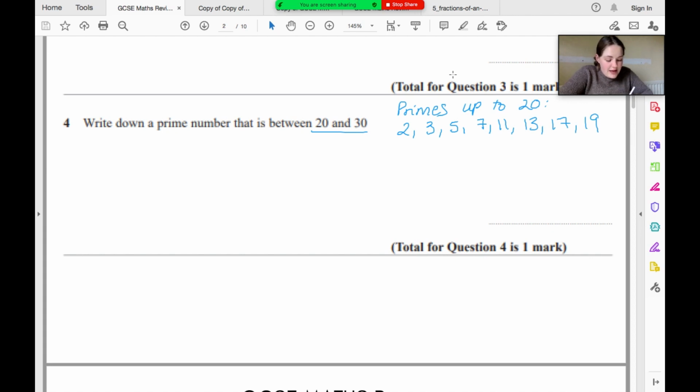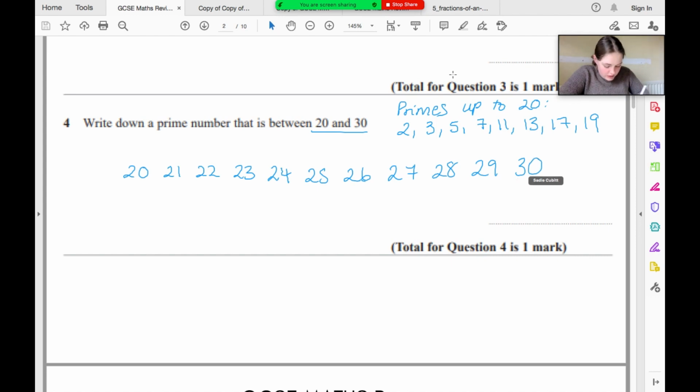So then let's think about the numbers from 20 to 30. I'm just going to write them all down. 20, 21, 22, 23, 24, 25, 26, 27, 28, 29 and 30. Now I know 20 is not a prime because 2 goes into it. I can divide it by 2, I can divide it by 10, I can divide it by 5. I also know that 21 is not a prime because it can be divided by 7, it can be divided by 3, and obviously 1 and 21, so we can't use that one.